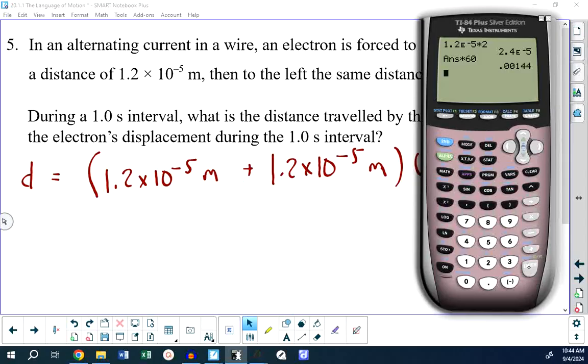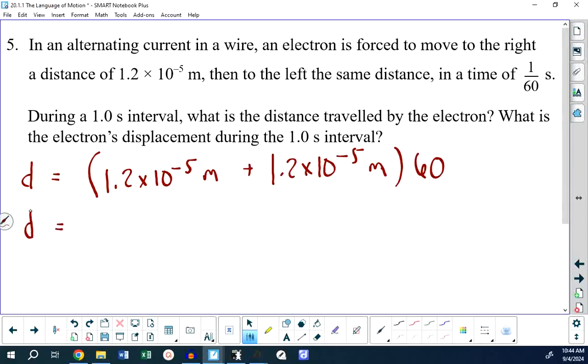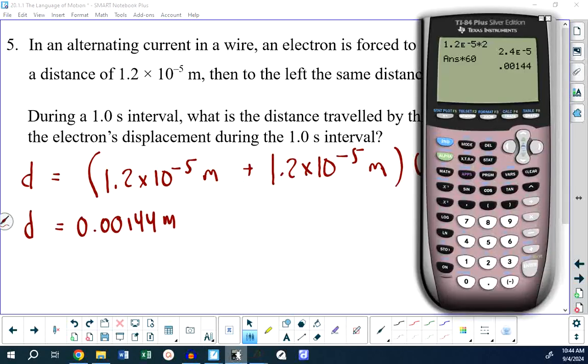Should have taken a closer look, but I think I have it. 0.00144 meters. About 0.1 of a millimeter.